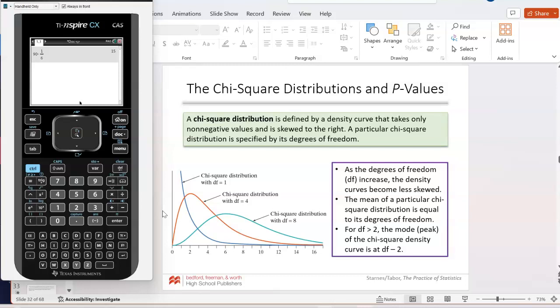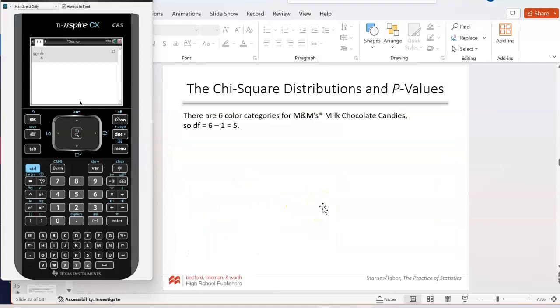If degrees of freedom is greater than 2, the peak of the density curve is at degrees of freedom minus 2. So that's not how to calculate degrees of freedom. That's the peak of the graph. So if you look at this one, degrees of freedom 8. So 8 minus 2 is 6. 6 is right about the max on that graph. For the red graph, 4 is degrees of freedom. So 4 minus 2 is 2. It looks like the peak is right about 2. It doesn't work for degrees of freedom 1. It's got to be bigger than 2 for that little trick to work.